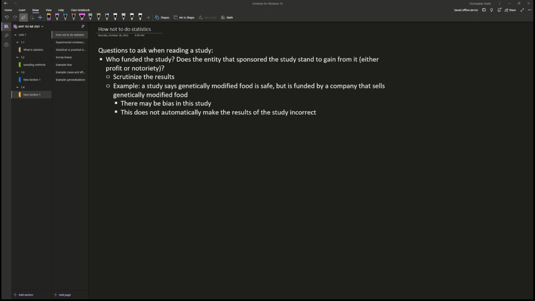For instance, if a study says that genetically modified food is safe, but it's funded by a company that sells genetically modified food, there may be a bias. Again, that doesn't automatically make the study incorrect. It means that we should just look at it with more scrutiny.